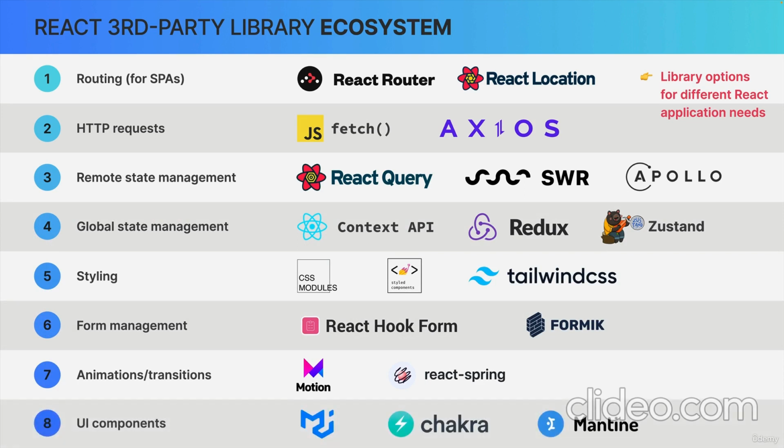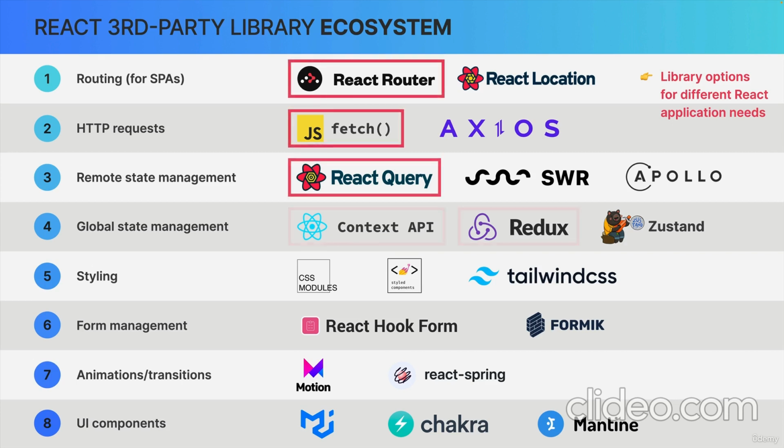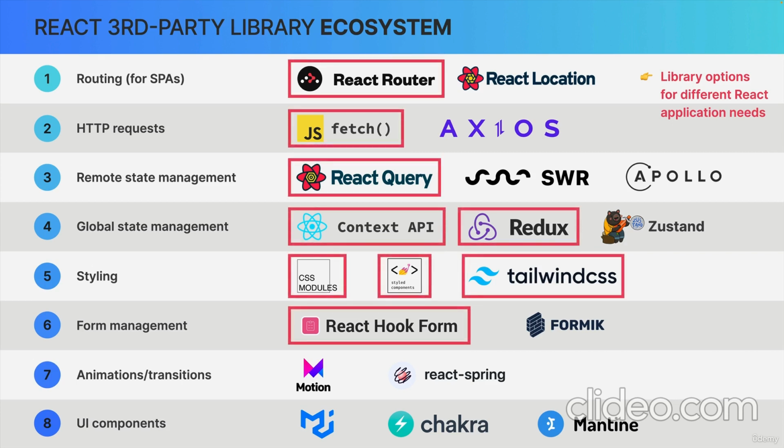Now, I will not go over all of them here one by one, because that just takes too much time, and you can also just research them if you need. So instead, I will show you which ones I consider the most important libraries, and so these are the ones that we will use later in the course. So things like React Router, React Query, Redux, styled components, or Tailwind.